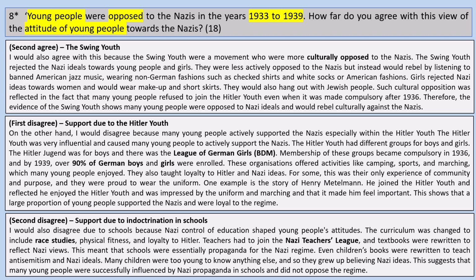Even children's books were rewritten to teach anti-Semitism and Nazi ideals. Many children were too young to know anything else, and so they grew up believing Nazi ideas. This suggests that many young people were successfully influenced by Nazi propaganda within schools and did not oppose the regime.